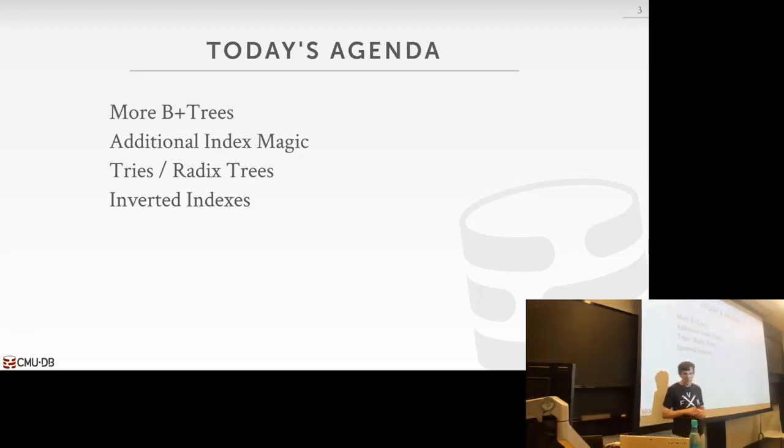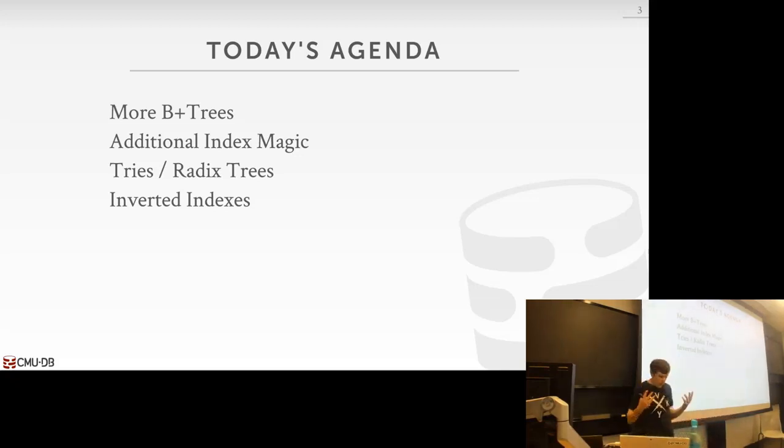Today, we want to continue our discussion on tree indexes. I want to spend a little bit of time in the beginning doing some demos and discussing more about B-plus trees to finish up the things that we left out last class. And then we'll talk about more ways you can use indexes beyond the straight key mapped into a data structure that we've been talking about so far. And then we'll talk about an alternative to B-plus trees, tries or radix trees. We'll go through what makes these unique, what makes them different, and how they are better or worse than B-plus trees. And then we'll finish up really quickly with a brain dump of inverted indexes.